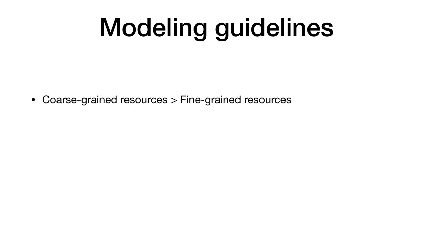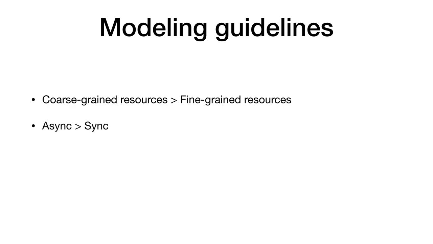Okay, so I have some modeling guidelines for you, for those of you who might author APIs. Prefer coarse-grained resources over fine-grained resources. These coarse-grained resources might compose lower-level resources, including microservices and things like that. This shields the front end from having to know that business logic otherwise, which is very, very handy.